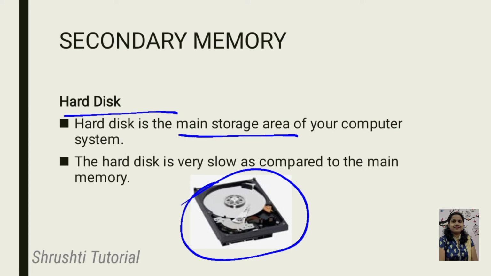The hard disk is very slow as compared to the main memory. Let us discuss this again. The hard disk is the main storage area of your computer system. The hard disk is very slow as compared to the main memory.